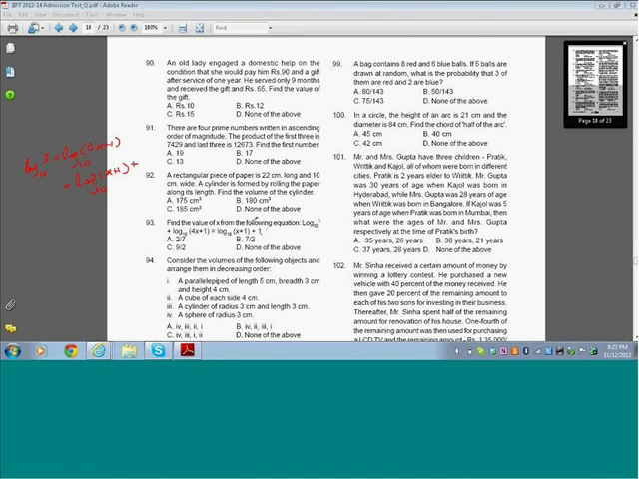Yeah, you're absolutely right. Quant is not the easiest section most of the time.